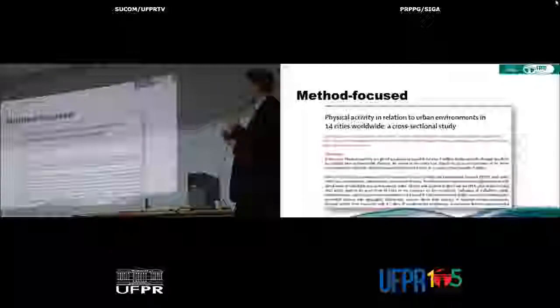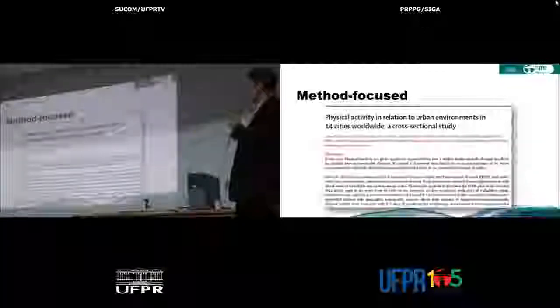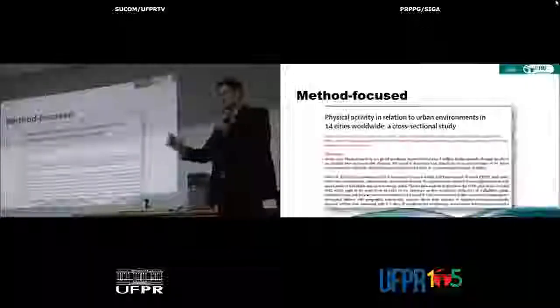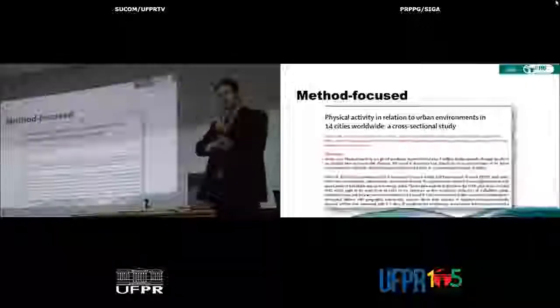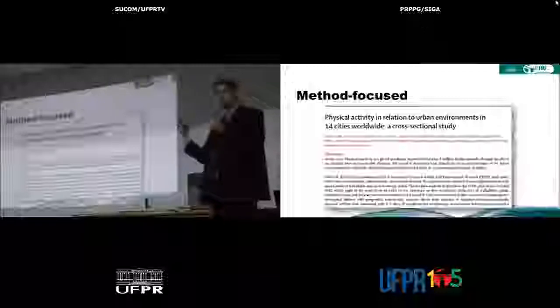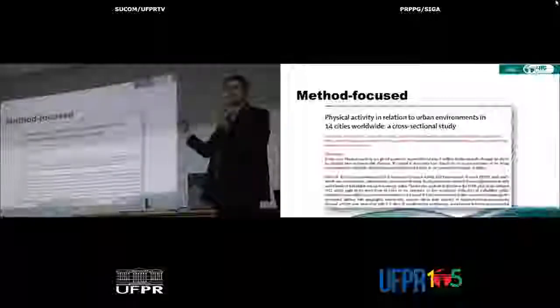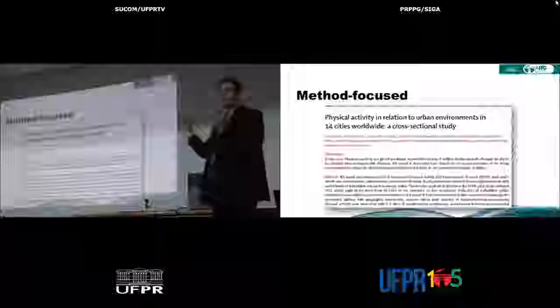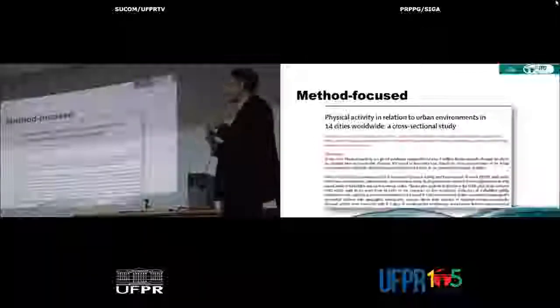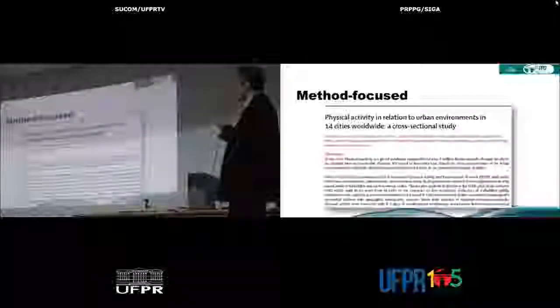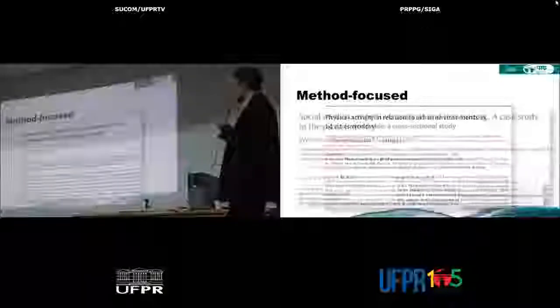Another example: physical activity in relation to urban environments in 14 cities worldwide, a cross-sectional study. So they're saying this is the method that we adopted. We adopted a cross-sectional study of this. For whatever reason, the authors are highlighting the method in the title already. There must be a reason for it. And obviously it was successful because it was published.